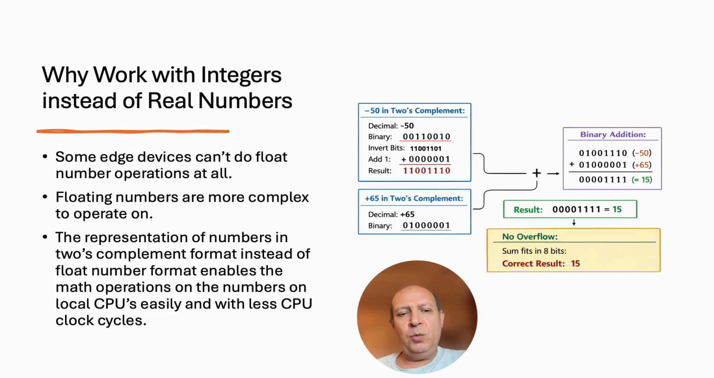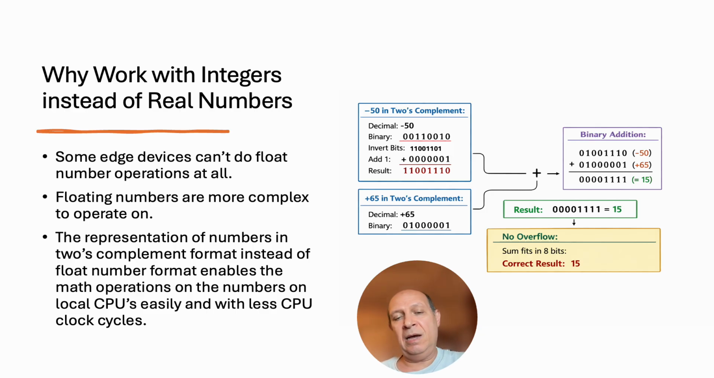The question is, why do we work with integers instead of real numbers? This is due to the fact that many edge devices cannot do float number operations such as addition, subtraction, etc. on float numbers. Also, float numbers are more complex to operate on any hardware, and the representation of numbers in 2's complement format associated with integers is just simpler to deal with on local CPUs. So, using 2's complement format instead of the float number format enables the math operation of the numbers on local CPUs easily and with fewer CPU clock cycles.